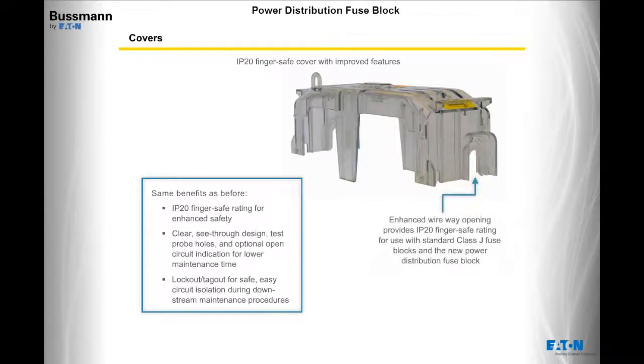The wireway opening has been enhanced so that the cover provides finger-safe protection for the full available wire range for both the standard lug Class J fuse blocks as well as the new power distribution fuse block. The lockout tag out feature has been enhanced to accommodate more locks, allowing a wider array of lockout safety devices to be used.